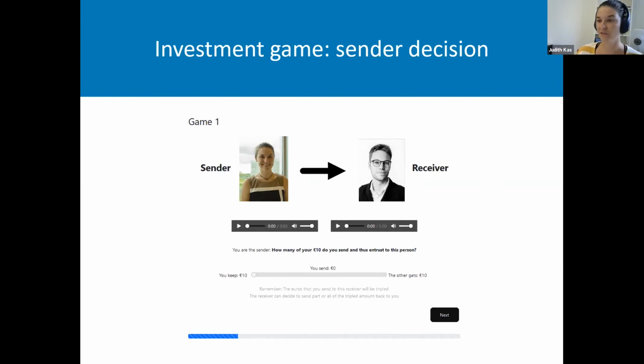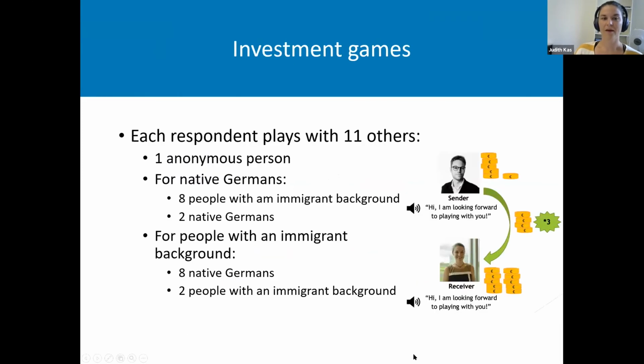So this is the sender decision, so how much of the €10 does the sender want to send to the receiver, and they can indicate that by sliding their slider. So every respondent plays this game 11 times with 11 different people. They will always play with one anonymous person. So in that case, they will not see the picture and they will not hear the recording and not see the name, if that's what we're going to go with.